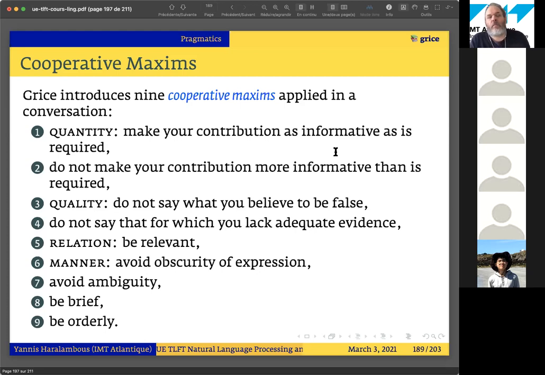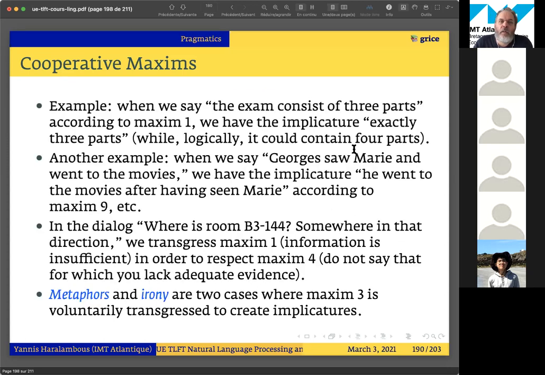Now, this sounds a bit like savoir-vivre, like social rules, but in fact, we use them subconsciously, and we also transgress them sometimes, and all this is part of meaningful conversations. So let me take an example.